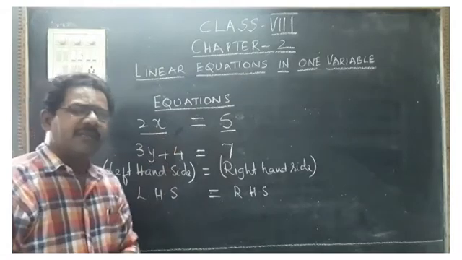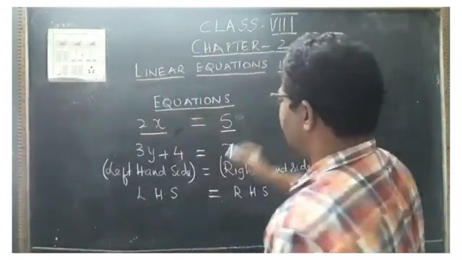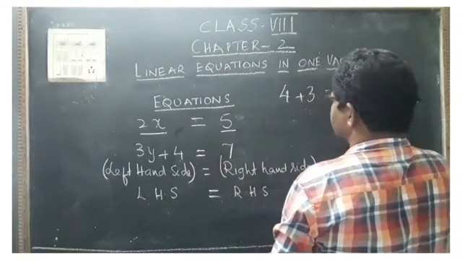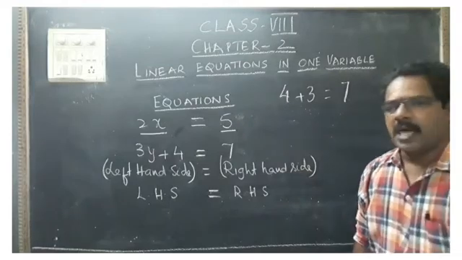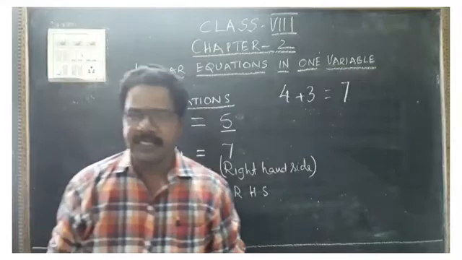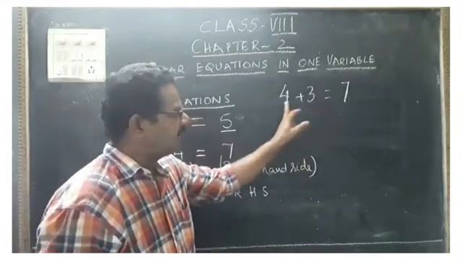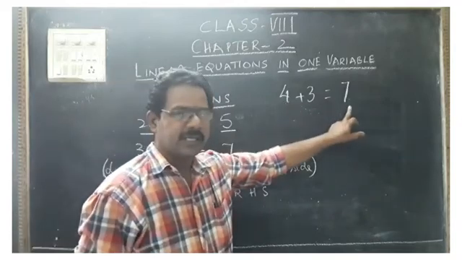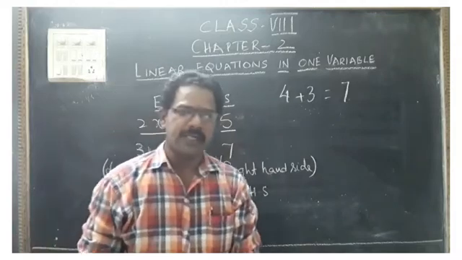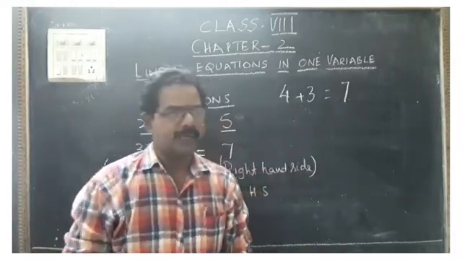Where will we get unknown values? We will get them in the algebraic expressions only. Suppose I have given a numerical expression, 4 plus 3 is equal to 7. If you add 4 plus 3 you get 7. So the equality symbol is there. Left hand side 4 plus 3 is there, right hand side 7 is there. So this 7 is equal to this 7. LHS is equal to RHS. That's why we can call it a numerical equation.